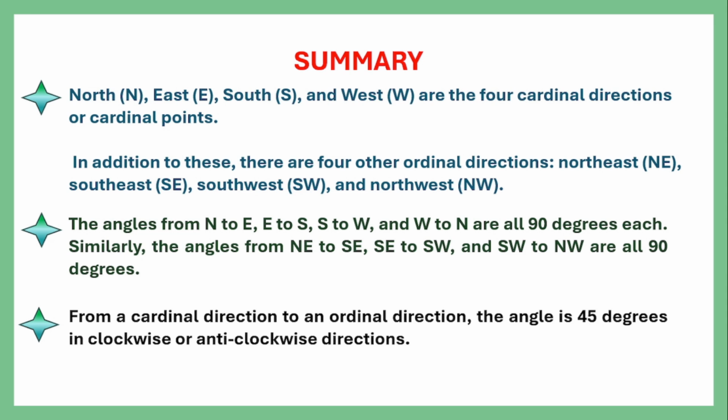The angles from north to east, east to south, south to west, and west to north are all 90 degrees each. Similarly, the angles from northeast to southeast, southeast to southwest, and southwest to northwest are all 90 degrees. From a cardinal direction to an ordinal direction, the angle is 45 degrees in clockwise or anticlockwise directions.